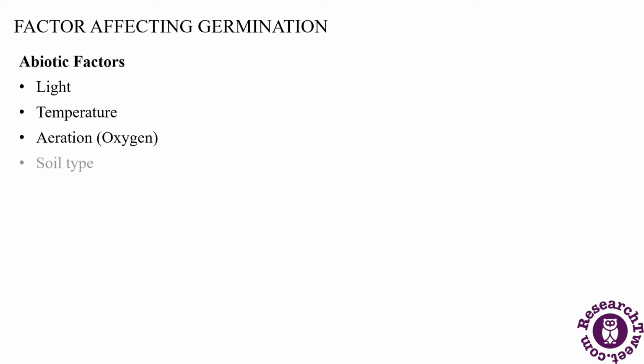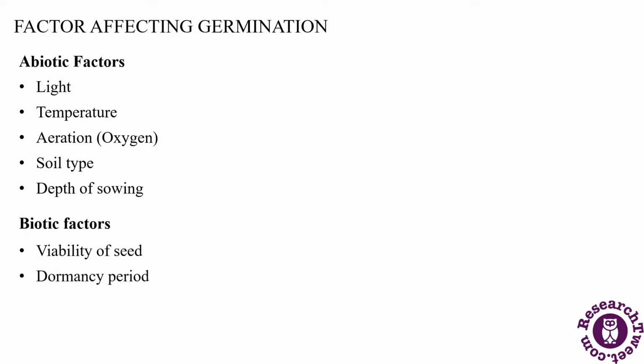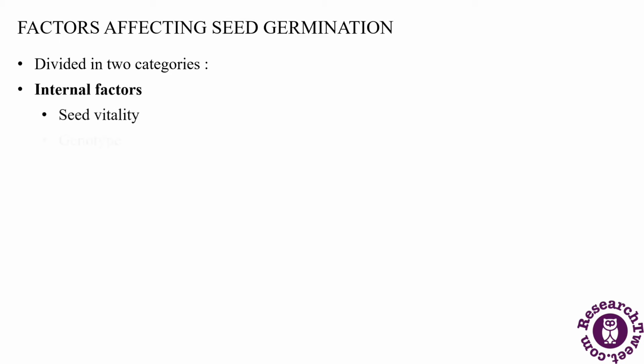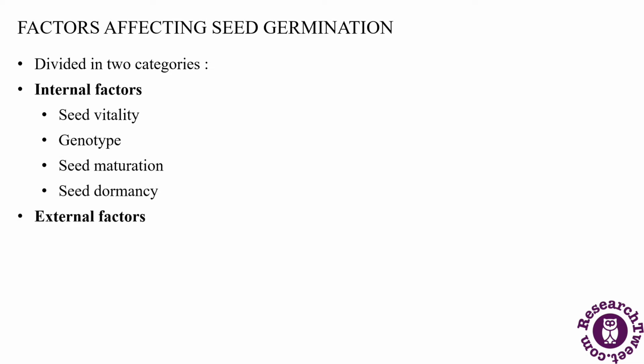Factors affecting germination. Abiotic factors are light, temperature, aeration, oxygen, soil type, and depth of sowing. Biotic factors are viability of seed, dormancy period. Factors that affect seed germination are divided into two categories. Internal factors. Internal factors include seed vitality, genotype, seed maturation, seed dormancy. External factors. External factors include water, temperature, oxygen, light, smoke.